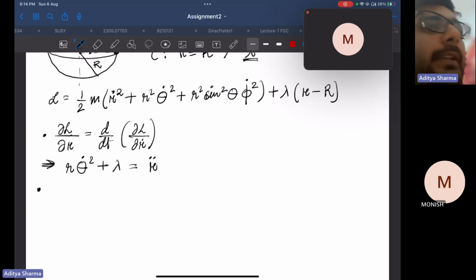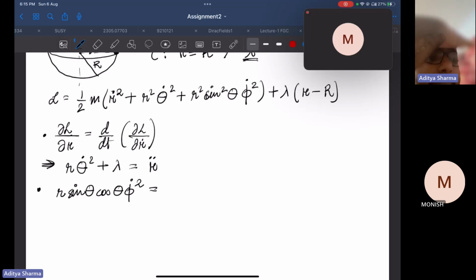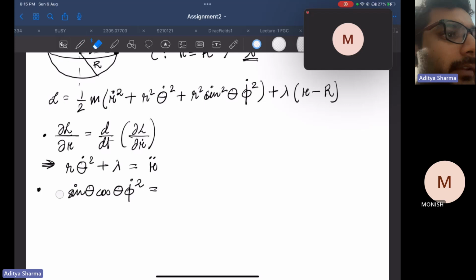You have the equation for theta. The equation for theta is r square sin theta cos theta phi dot square is equal to r square theta double dot, when we cancel the common factors.